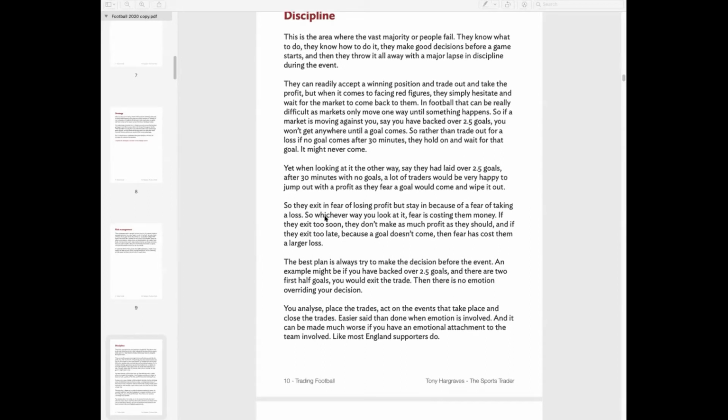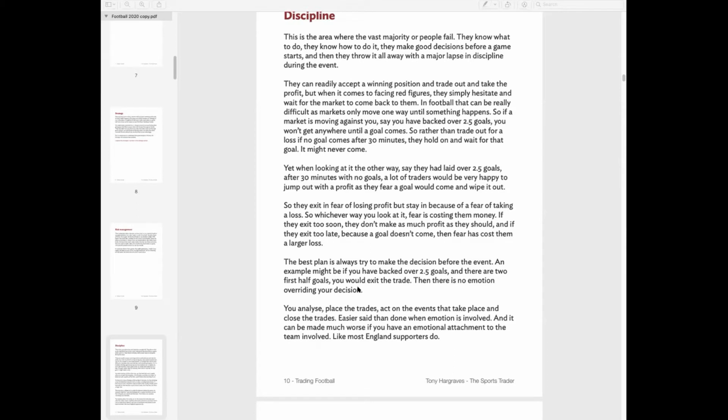So yeah, they exit in fear of losing profit, but stay in because of a fear of taking a loss. So whichever way you look at that, fear is costing them money. If they exit too soon, they don't make as much profit as they should. And if they exit too late because a goal doesn't come, then fear has cost them a larger loss.